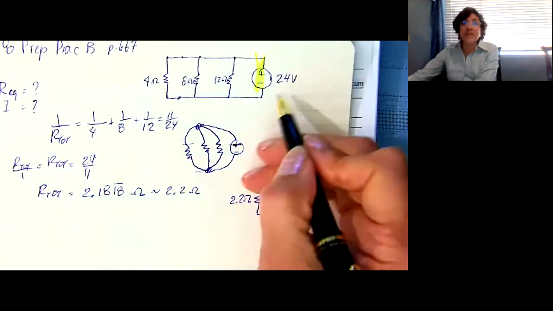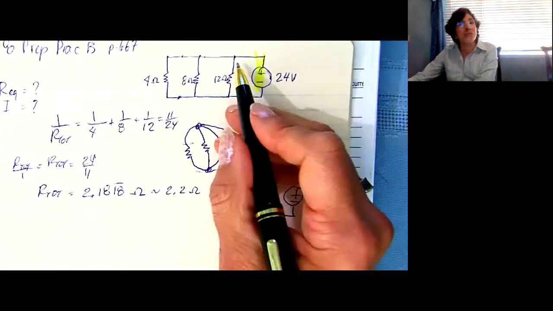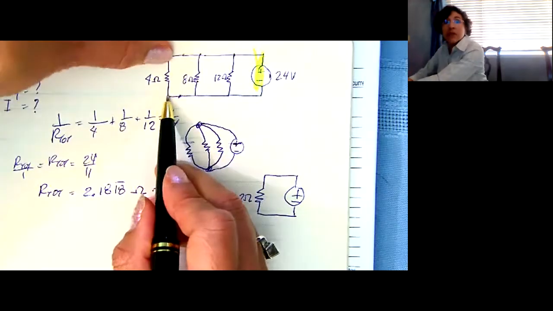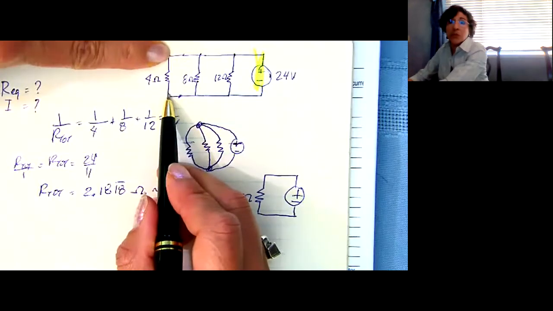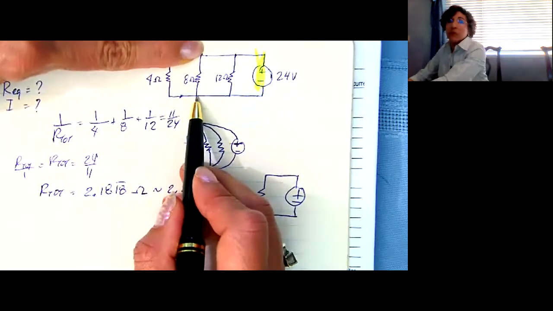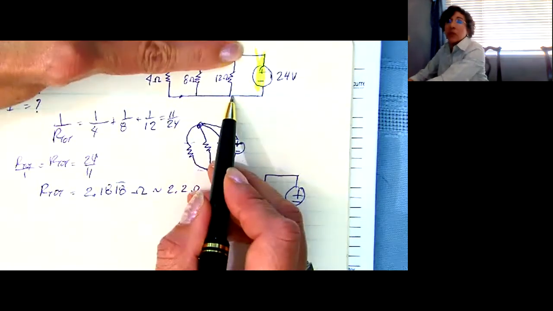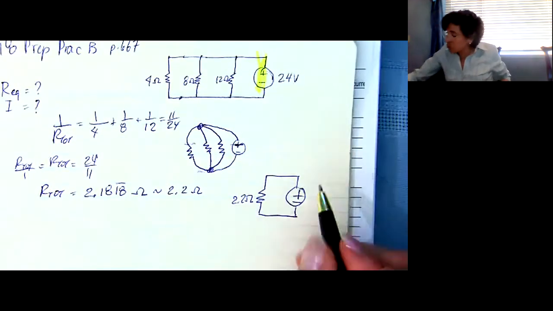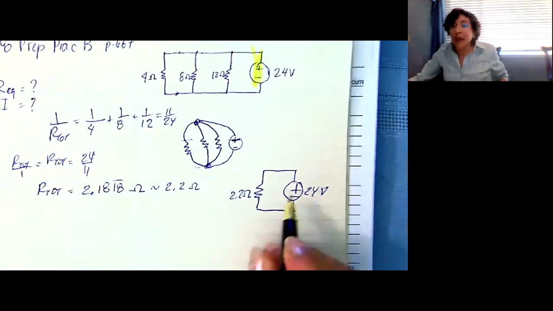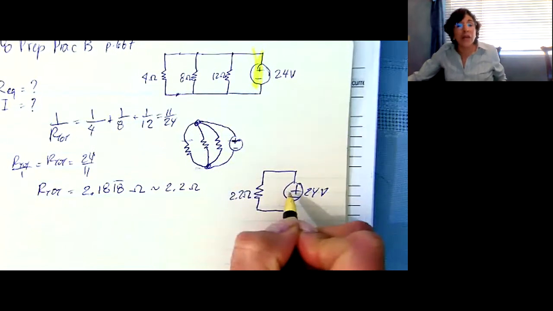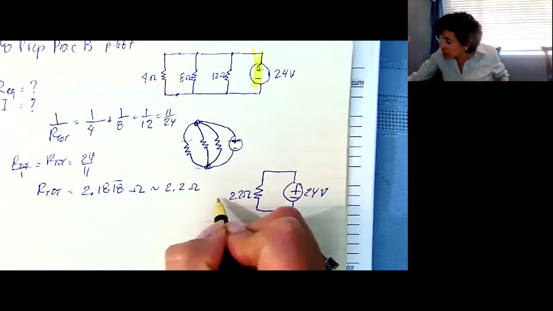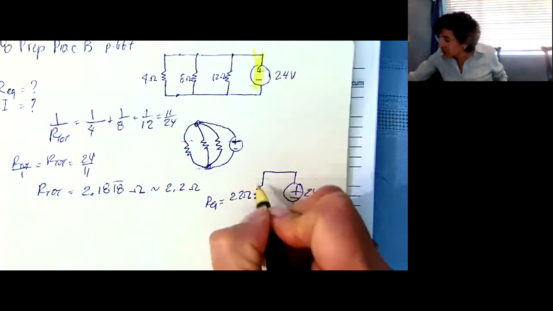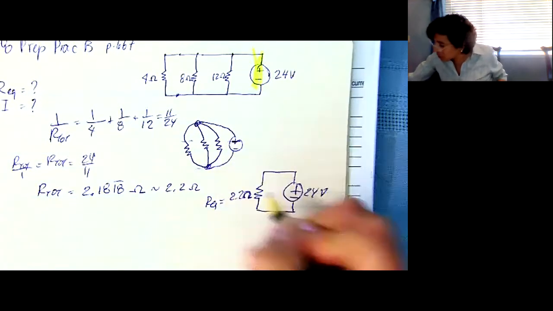Okay, so what does this mean? When we say across, it means if I were to take the leads from my multimeter, put one here and one here, I would get 24 volts. Here and here, I'd get 24 volts. Here and here, 24 volts. And of course, here and here, I'd get 24 volts. So I have 24 volts, and it looks like there's just a resistor of 2.2. The equivalent resistance is 2.2 ohms. That's supposed to be an omega, ohms.